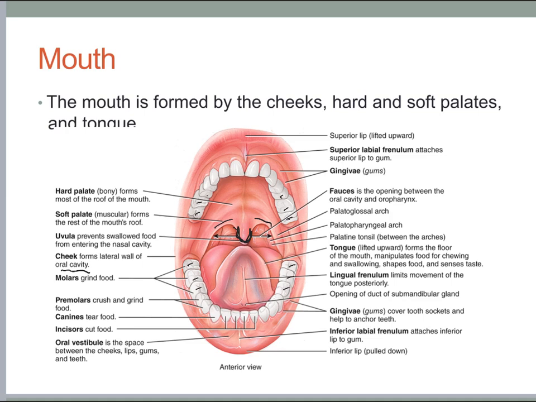We have our premolars, so 1, 2, 1, 2, and then the same up on top, that are going to allow for crushing and grinding. That brings us to our canines. Now, when you talk about animals in the world, we have one of the smaller canines found. They are for tearing food.